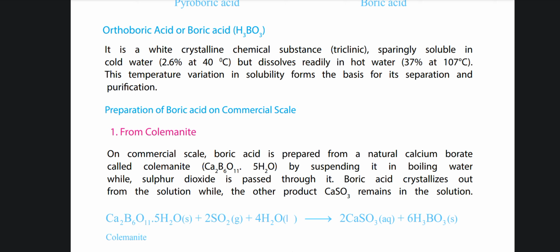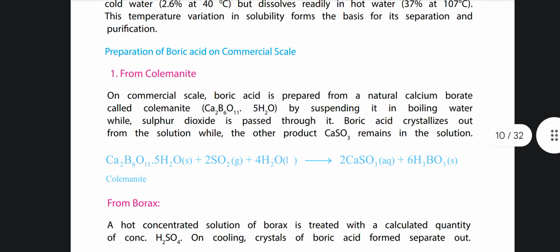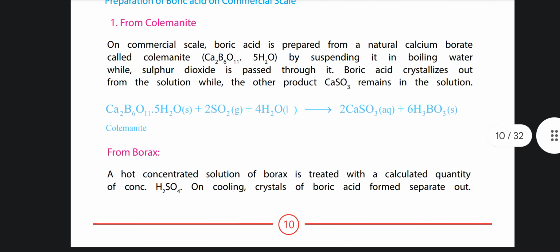Preparation of boric acid on commercial scale. Number 1, from colemanite. On commercial scale, boric acid is prepared from a natural calcium borate called colemanite, Ca2B6O11.5H2O, by suspending it in boiling water while sulfur dioxide is passed through it. Boric acid crystallizes out from the solution while the other product, CaSO3, remains in the solution. Ca2B6O11.5H2O plus 2SO2 plus 4H2O gives us 2CaSO3 plus 6H3BO3.